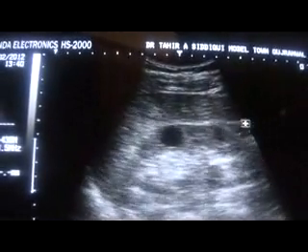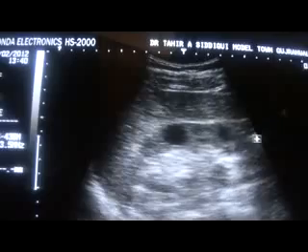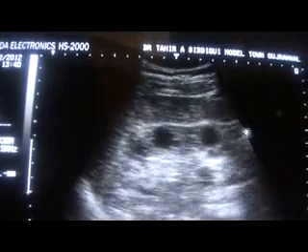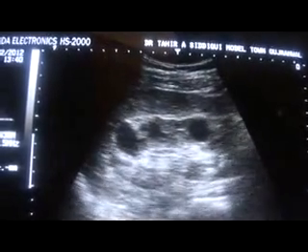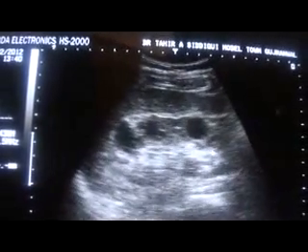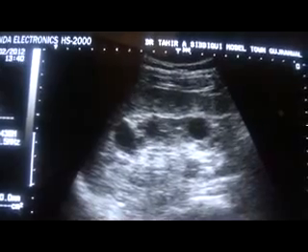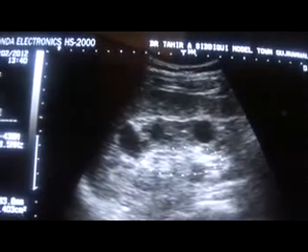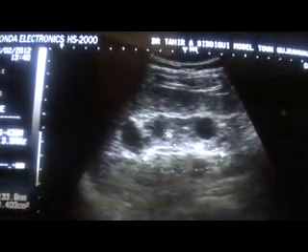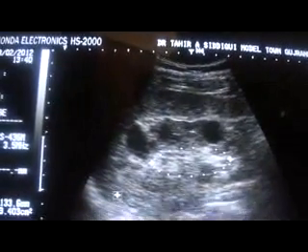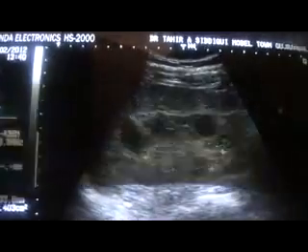This is the capsule of the kidney. It is not distorted, and this is the central sinus echo complex. This area is the central sinus echo complex fat. This is the cyst. This is also a cyst.